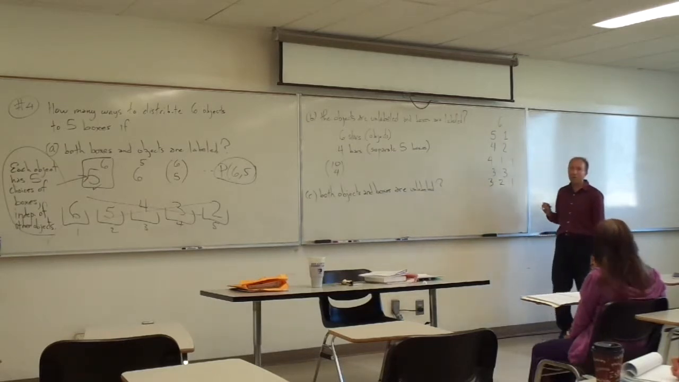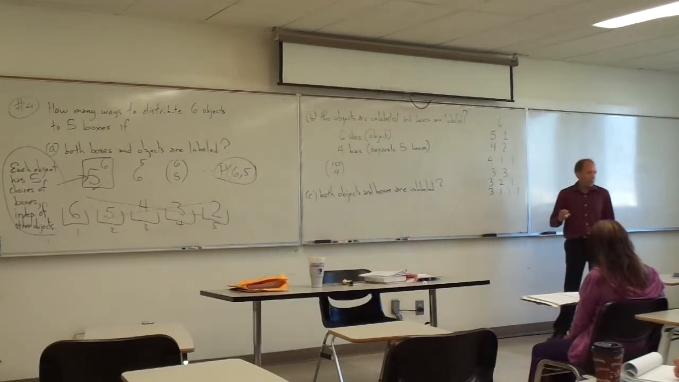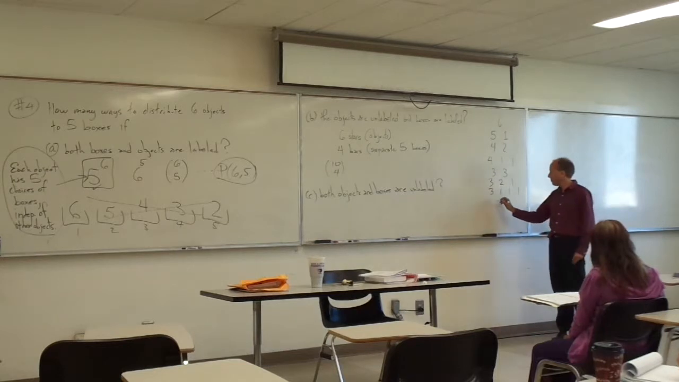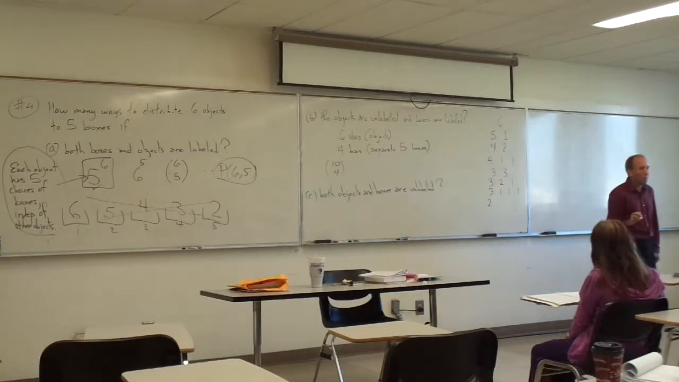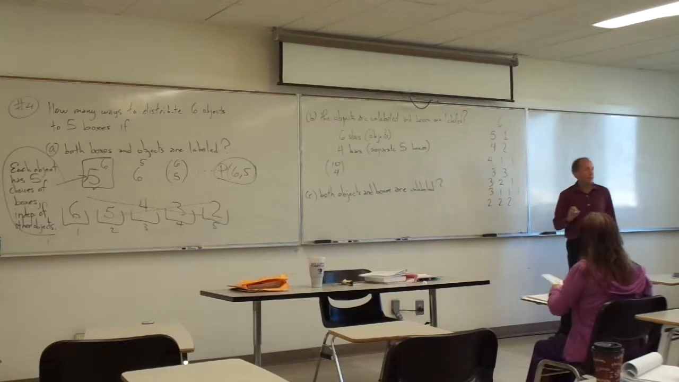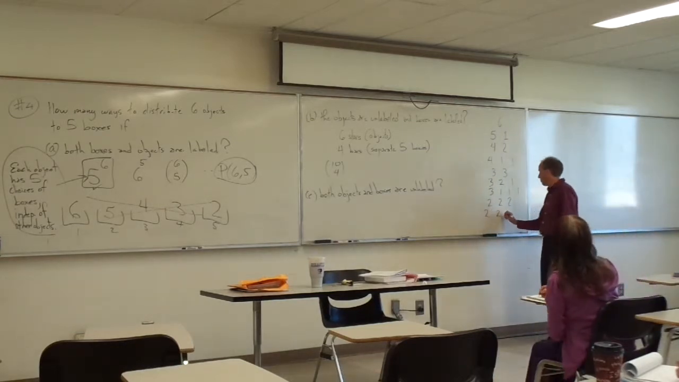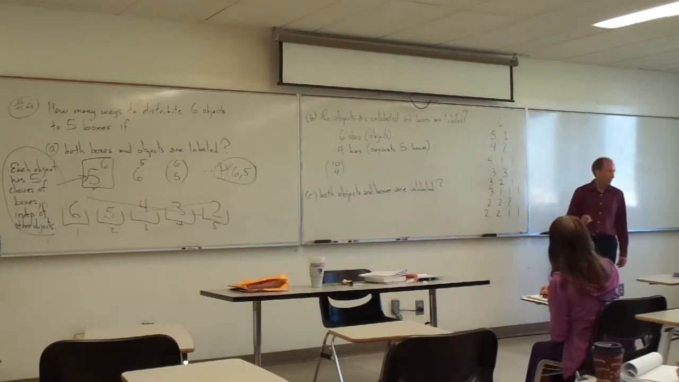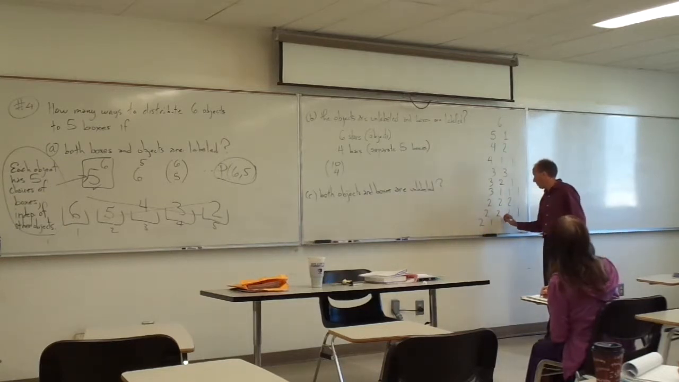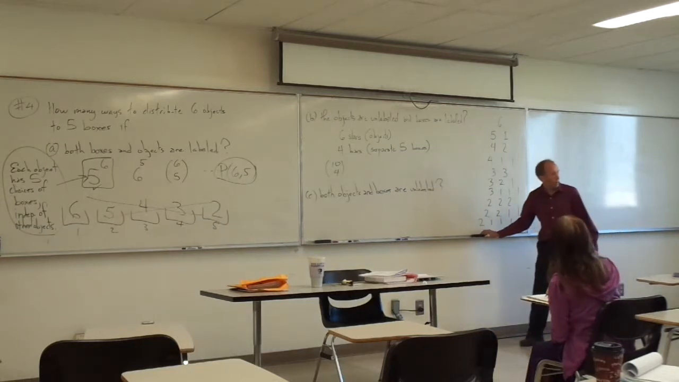3, 2, and 1. Okay, what else would I have? 3, 1, 1, 1. Okay, what else would I have? 2. Okay, let's do this in an order that we won't forget something. 2 and 2 and 2, right? Let's add up to 6. Okay, what else would we have? 2, 2, 1, 1. All right, what else would we have? 2, 1, 1, 1, 1. Okay, what else would we have? 1, 1, 1, 1, 1, 1.